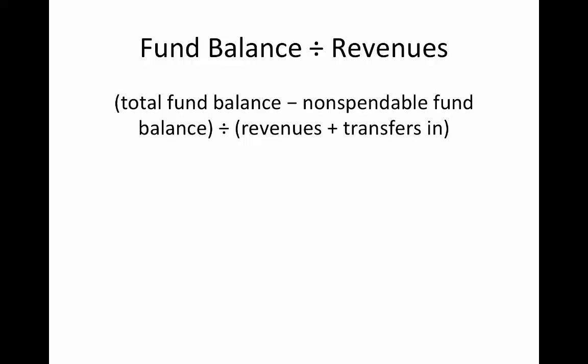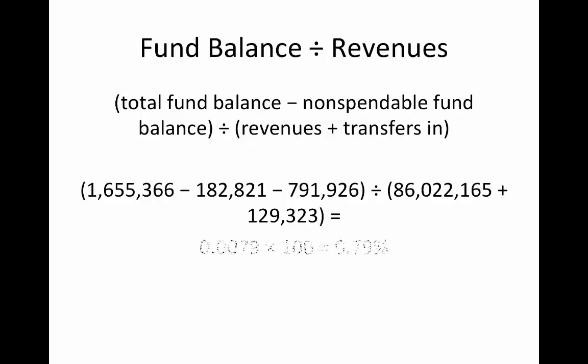So this ratio, total fund balance minus the non-spendable fund balance, that's usually the quickest way to get to it, rather than adding up all the individual pieces, divided by revenues and transfers in. And that comes out to 0.79%. That's very small, obviously. Less than 1%. Fund balance is equal to less than 1% of the total revenues of the general fund.